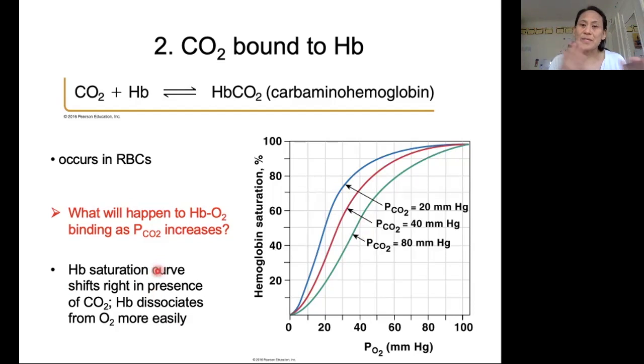That works out really well, right? Usually in areas of the body where we have a high CO2, we have a lower O2. So we're going to favor the binding of carbon dioxide to hemoglobin over the binding of oxygen to hemoglobin. Hemoglobin's just kind of meeting the needs in the various parts of the body.